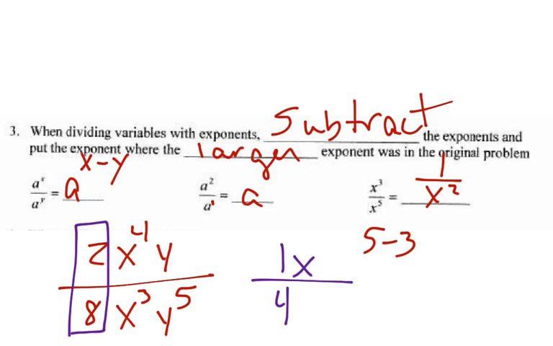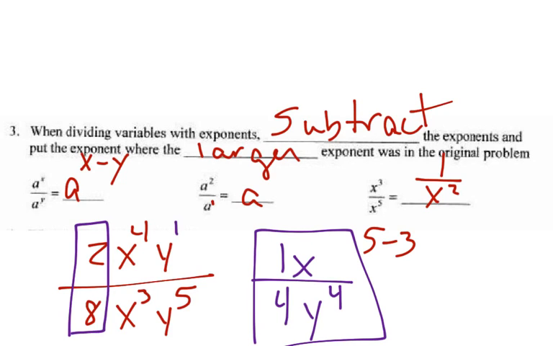Then you look at your y's. This is like y to the first. 1 is smaller than 5, so my y goes in the bottom. 5 minus 1 is 4, and that would be your answer.